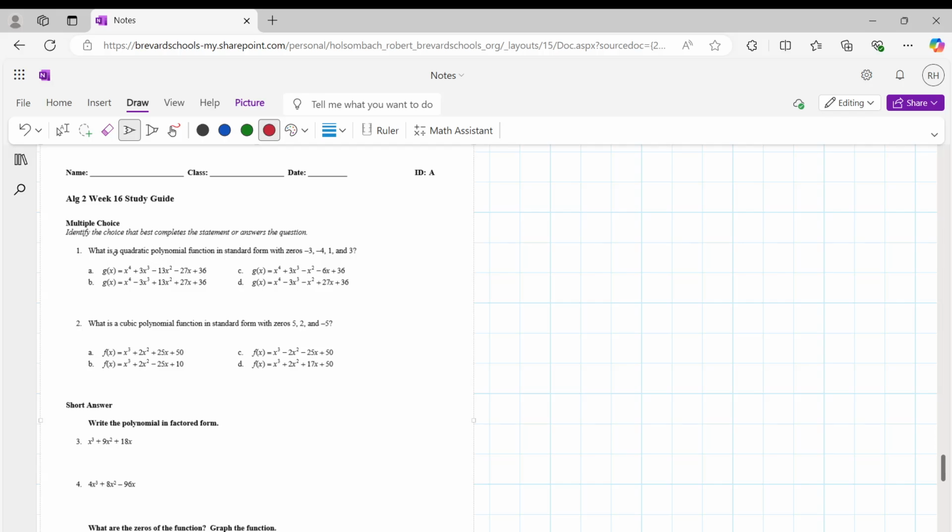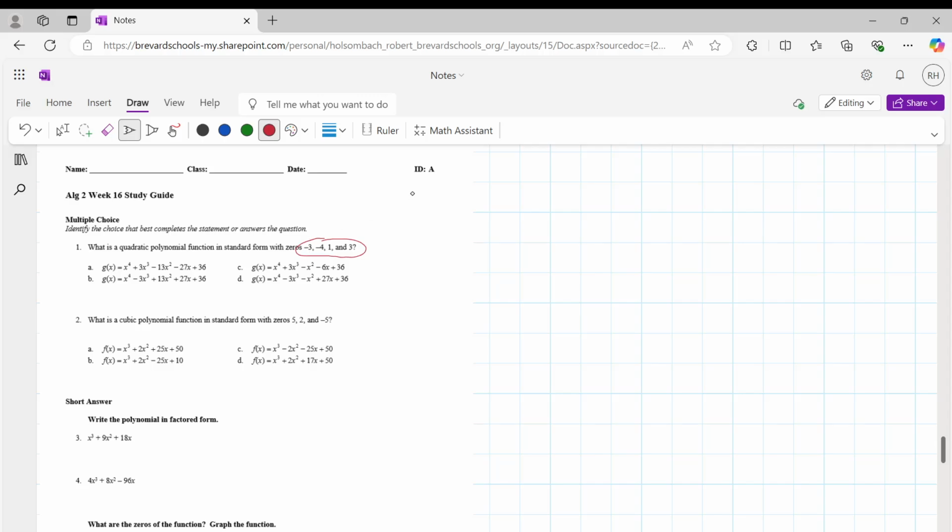All right, problem number 1. What is the quadratic polynomial function in standard form with zeros, and they give you the zeros, -3, -4, 1, and 3. Okay? So we talked about this the other day. If a 0 is -3, it comes from x plus 3, doesn't it? And if a 0 is -4, it comes from x plus 4. The 1 comes from an x minus 1, and the 3 comes from an x minus 3.